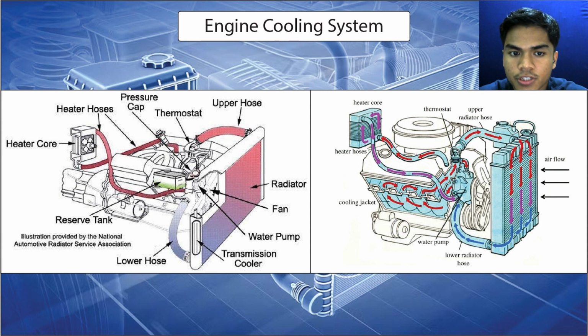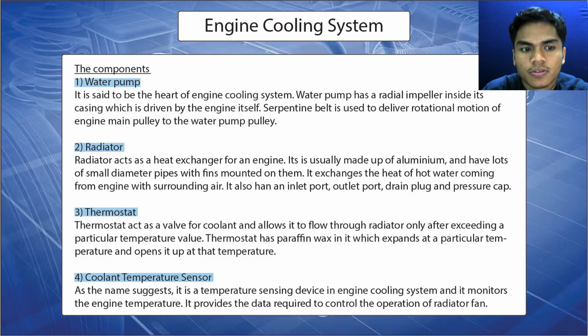We're going through the engine cooling system. The diagram shows how a common engine cooling system works, as you can see. Next, the components of the engine cooling system. Number one, water pump. The water pump is said to be the heart of the engine cooling system. The water pump has a radial impeller inside its casing, which is driven by the engine itself. A serpentine belt is used to deliver rotational motion from the engine main pulley to the water pump pulley.